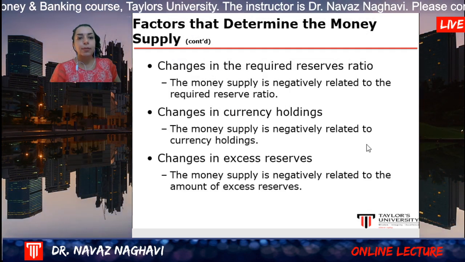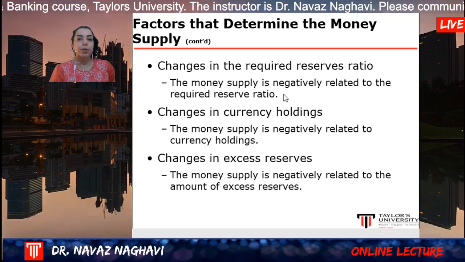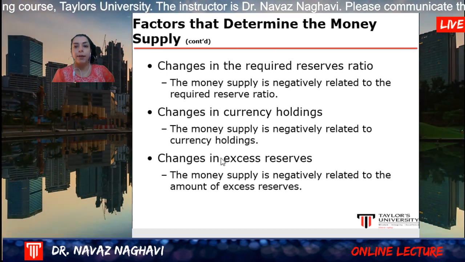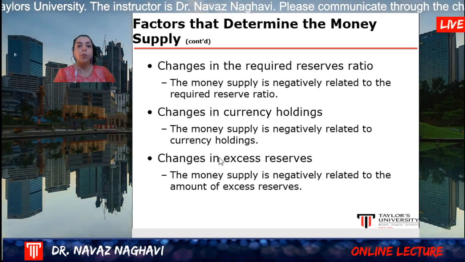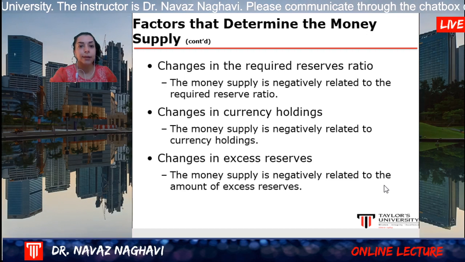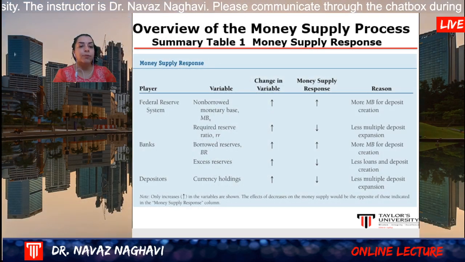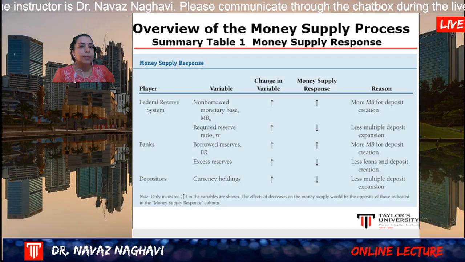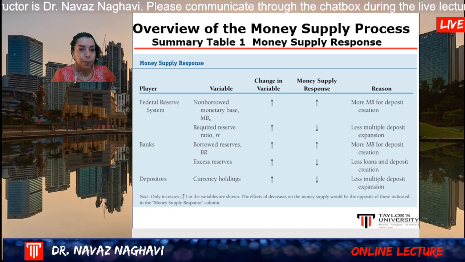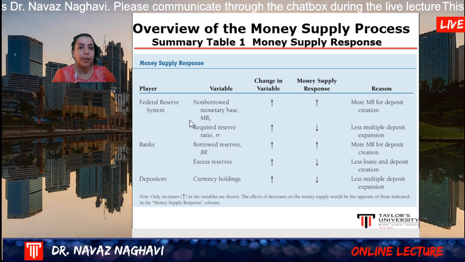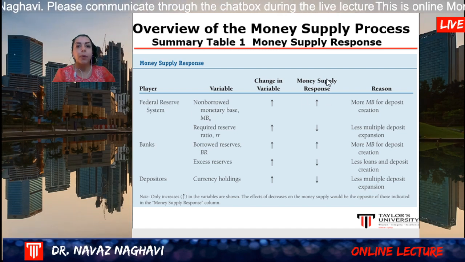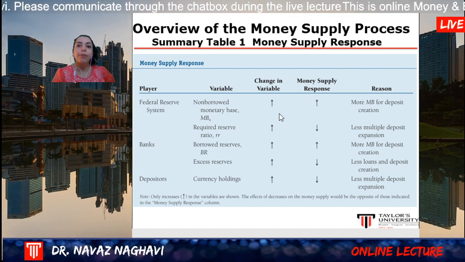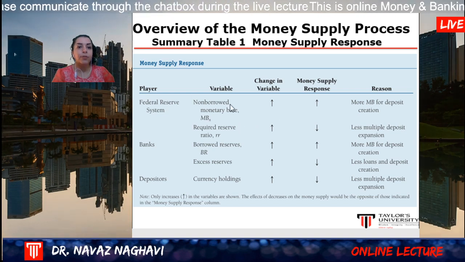Then it is talking about the factors affecting the money supply. Of course, we have discussed what these factors are. These are the ratios that we are using: currency holding, excess reserve and required reserve. We have discussed all of them. We are towards the end of our topic, showing the relationship between these variables and the money supply. So now even if I ask you, I'm sure that you are able to explain.